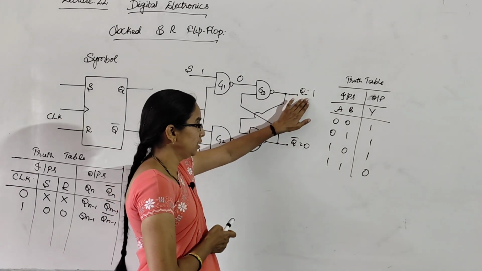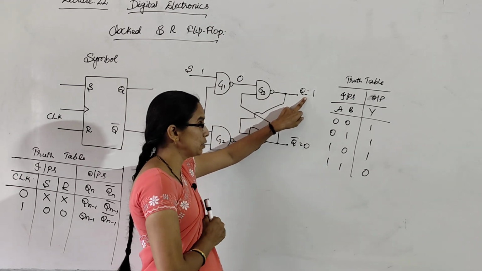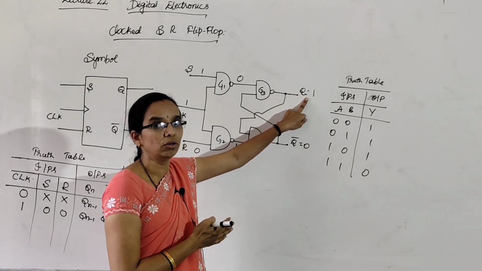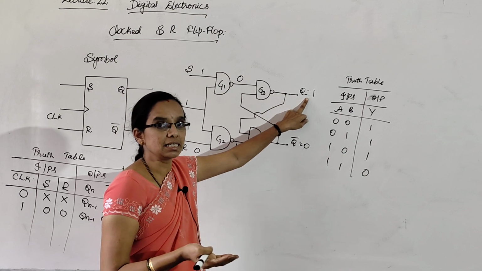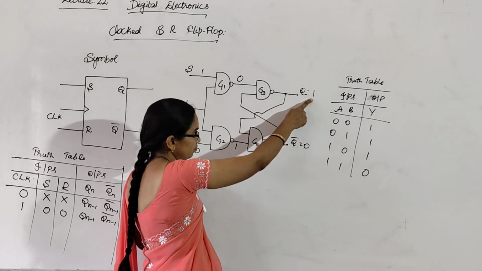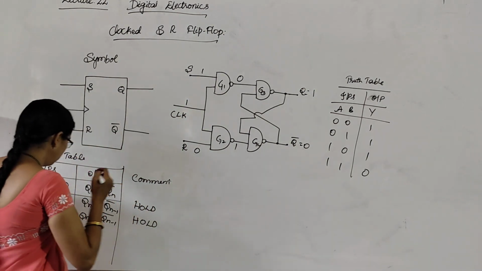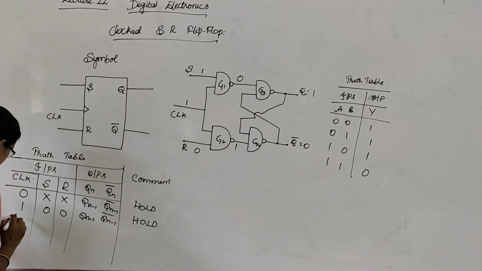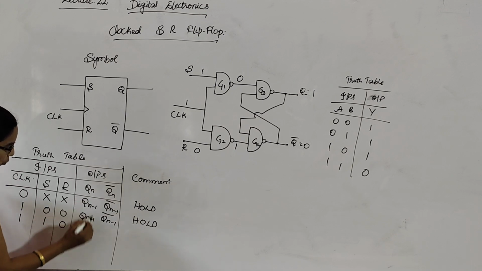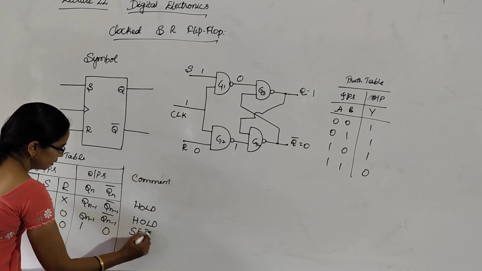I will tell you once again. If previously Q is at 0, it is going to be 1. If Q is at 1, it will remain as 1 only. That means the flip-flop's condition for S equal to 1, R equal to 0 will be set state. It is going to set. That means the flip-flop is going to store 1 here. 1 and 1 will be 0, 0 and 0 will be 1. So here, for clock is 1, S equal to 1, R equal to 0, the flip-flop Qn equals 1 and Q bar equals 0, and it is going to set state.